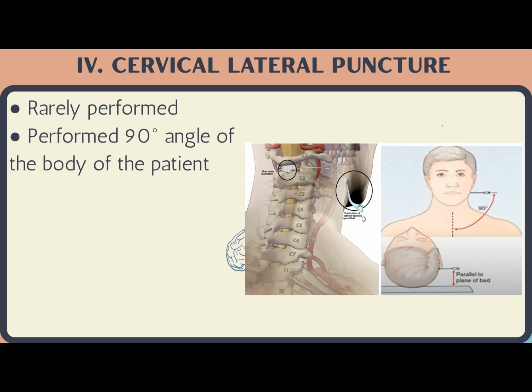Then we have your cervical lateral puncture. This is rarely performed, class. It is performed at a 90 degree angle of the body of the patient. Personally, I'm very terrified of this type of procedure. This is usually done between the C1 and C2, near your brain stem, so there is a higher risk of causing paralysis. I would rather do a lumbar tap or lumbar puncture than the cisternal and other punctures.